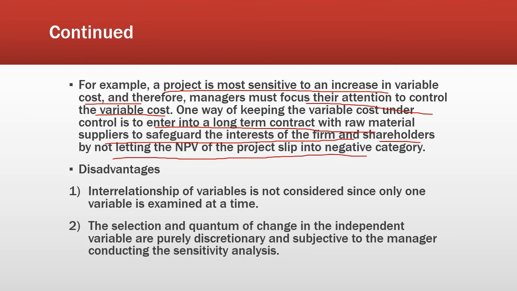The disadvantage of sensitivity analysis is that the interrelationship of variables is not considered, since only one variable is examined at a time. This means that if there is sell price and, suppose, the variable cost, there can be a relationship between them, right? If there is a change in variable cost, there also can be a change in selling price too. But sensitivity analysis does not consider such a relationship between selling price and variable cost.